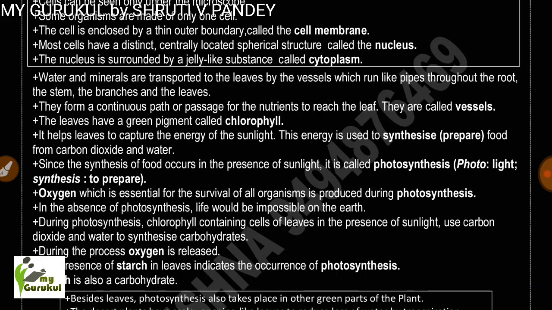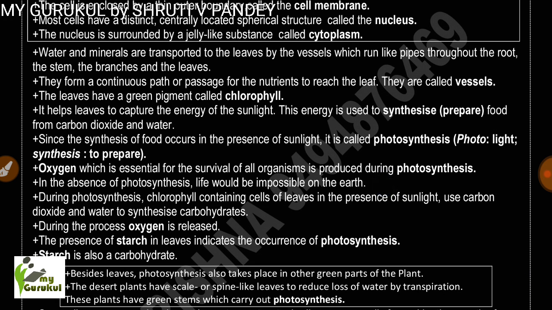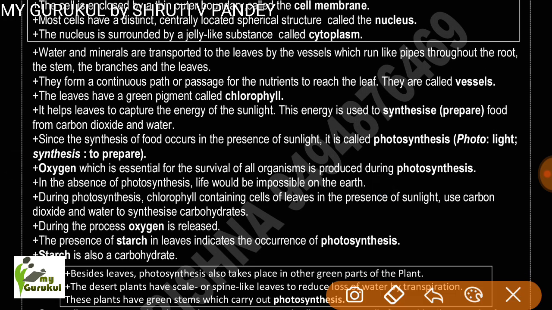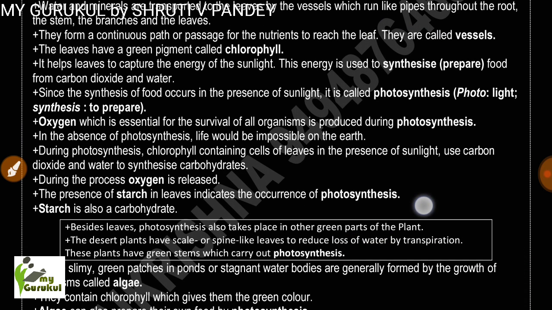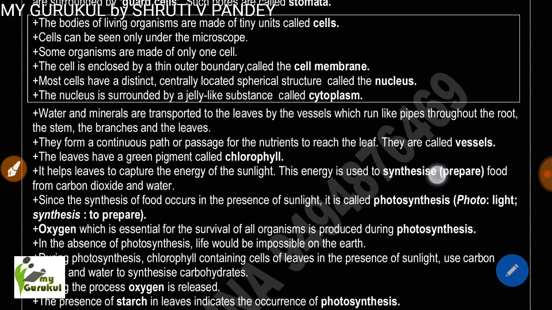Next, water and minerals are transported to the leaves by the vessels, which run like pipes throughout the root, the stem, branches and the leaves. They are a continuous path or passage for the nutrients to reach the leaf. They are called vessels.